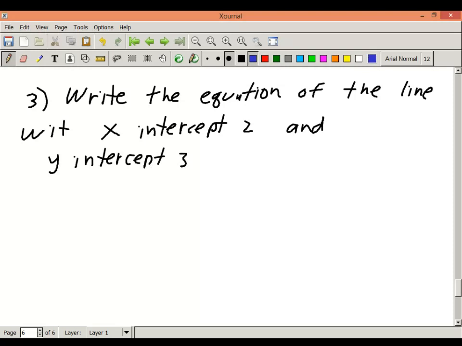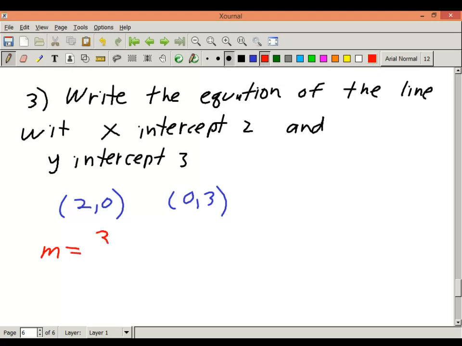Okay, let's think about this. So if the line has an x-intercept of 2, that means it crosses at 2, 0. So that's 1 point on your line. If the line has a y-intercept of 3, that means it crosses the y-axis at 3. So 0, 3 is a point on your line. So now the problem is just like the one that came before. Let's calculate the slope of this line.